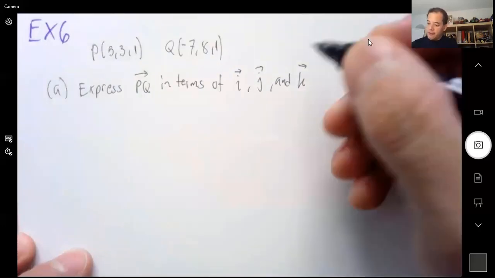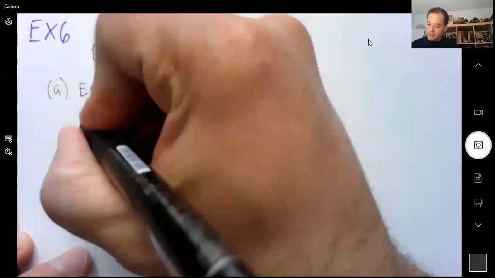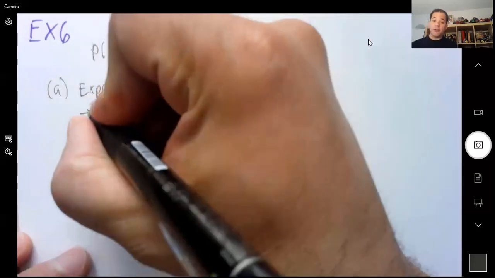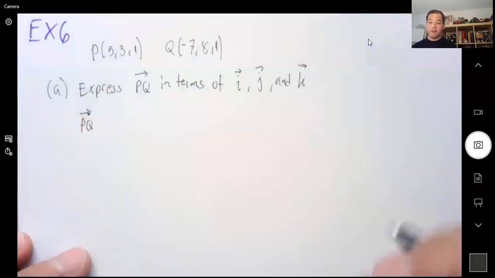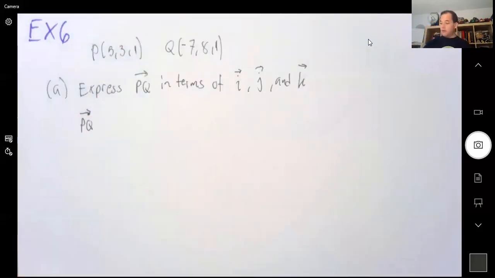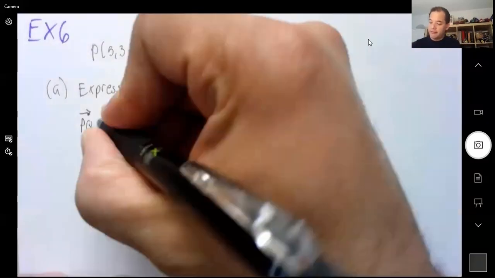So here we go. How do we do it? Well, we first calculate PQ, and we've done this before in two-dimensional space, and it's no different here in three-dimensional space. So all we need to do is head minus tail, all right? So head minus tail, right? That's what you need to remember.